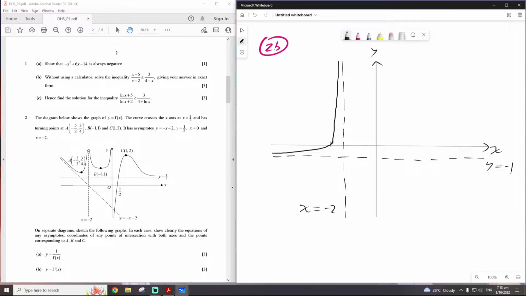There you go. So that's that. This is -5 over 2. This is A prime, -5 over 2 and 0. And this part is going to increase. It's actually going to intercept here at B prime, -1 and 0. And it's going to continue increasing.